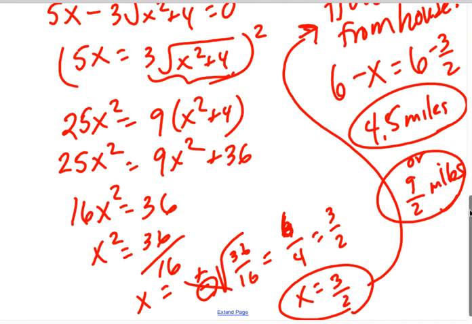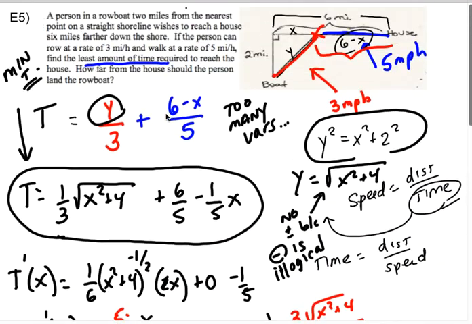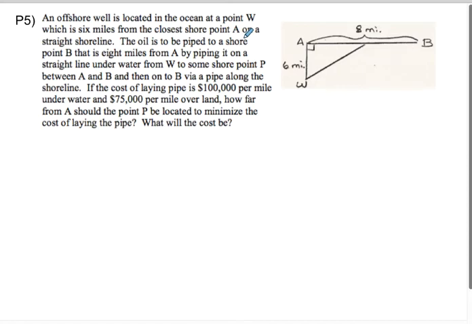So again, notice that it took me a little bit to settle on how I wanted to label my variables and what I wanted to do at the beginning, and there's nothing wrong with that. This is a hard problem. There's a reason it's E5. All right, so I want you to try the same one, different concept.